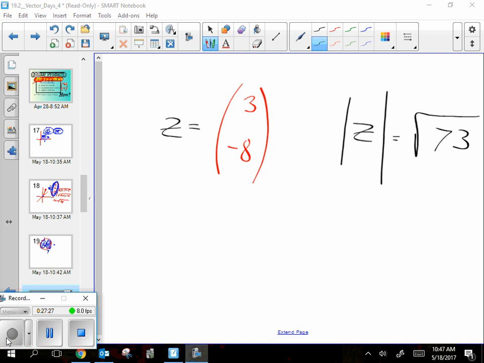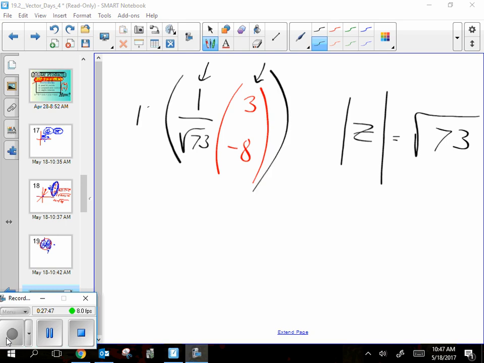Then, to find a unit vector, I put a 1 over root 73 here because this guy's length was root 73. By multiplying it by that, it'll shrink it down to a length of 1. And then how long did I want it to be? 12. So then I times this, which currently has a length of 1, by 12, and now it'll be 12 total magnitude, and it's still in the same direction.